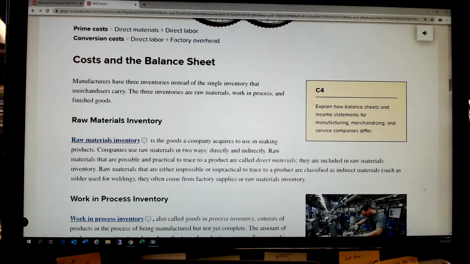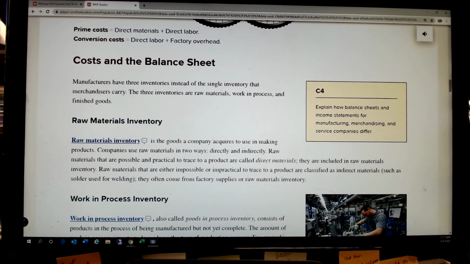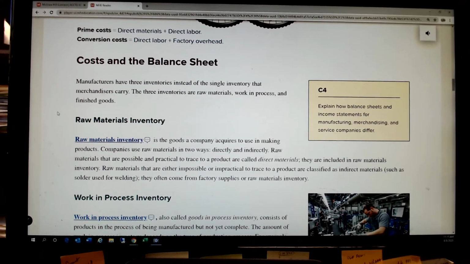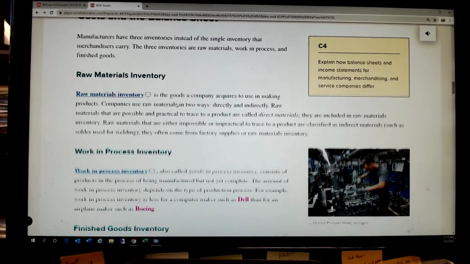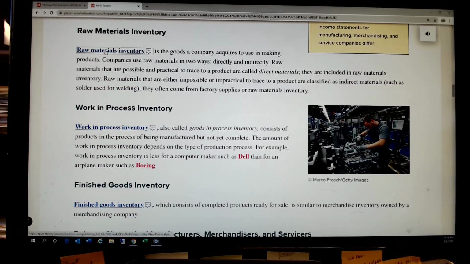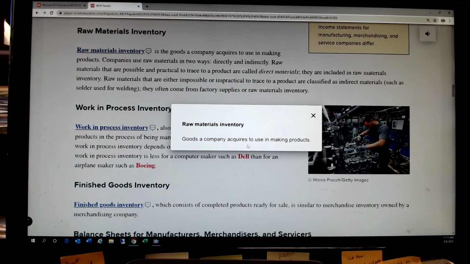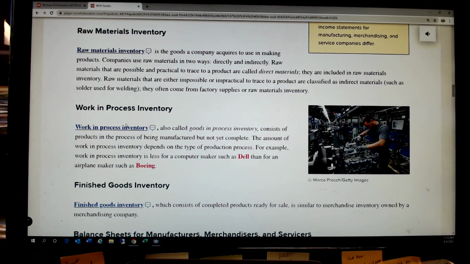Okay. Now, going back to the chapter, we've got the costs and how do they affect the balance sheet? Well, we have three different inventories. Raw materials inventory, which is defined as goods that a company acquires to use but haven't used yet in producing a product. It's a very quiet room, just with things on the shelf ready to be used. There's work in process. It's the costs of goods that are in process but not completed yet.